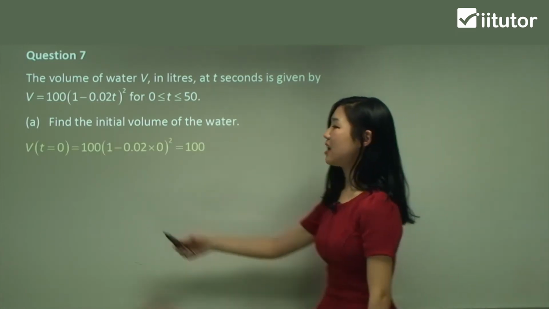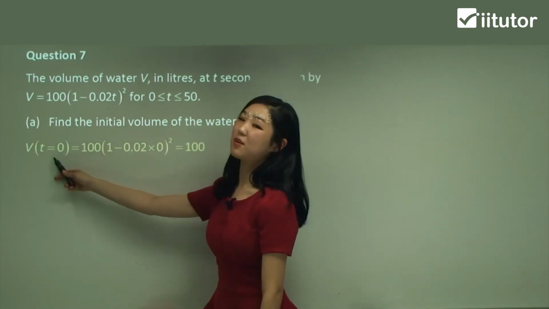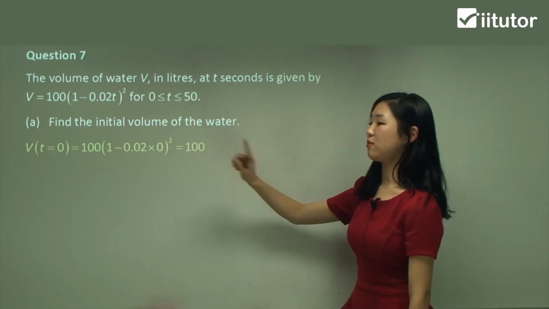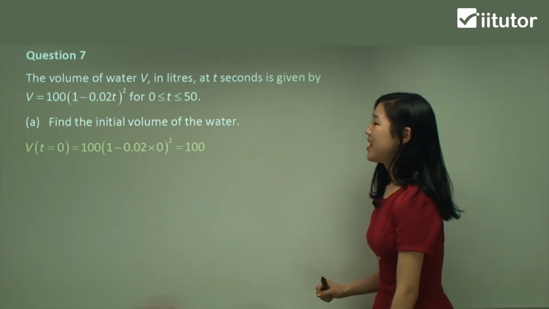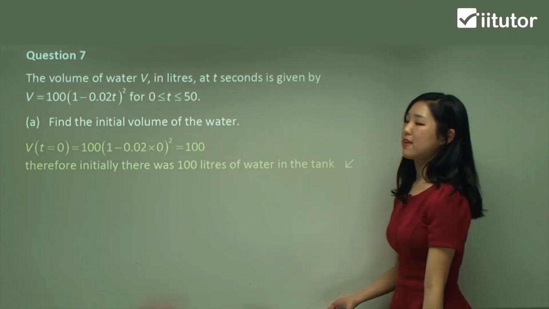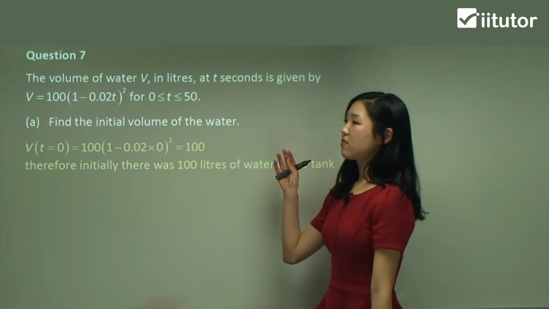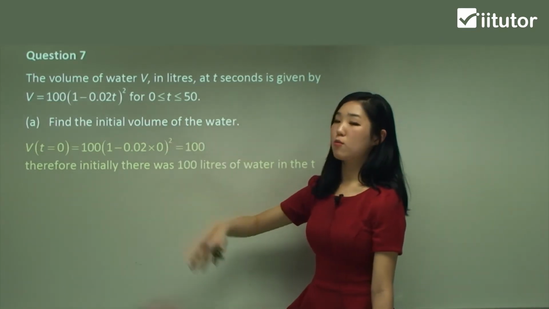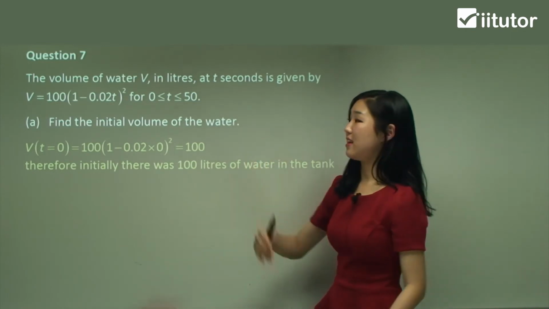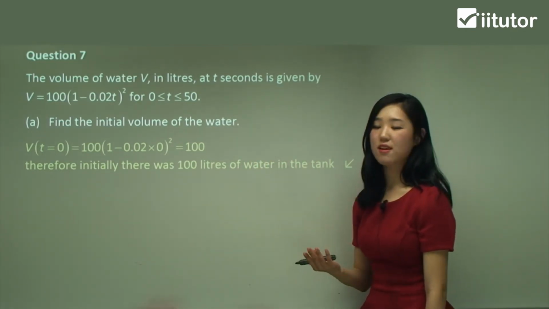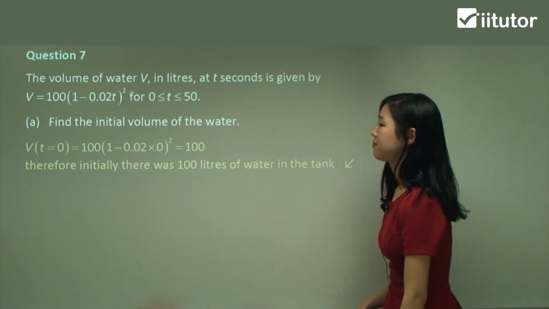So I'm simply going to sub in t equals 0 into this equation, just like that. So just sub in 0 into there. Calculate it, that's what you should have. Okay? Now, therefore, initially, there was 100 litres of the water in the tank. So this question is like the previous question. This initial volume of the water is basically the capacity of that tank. Okay, so that's what it's asking you to find.